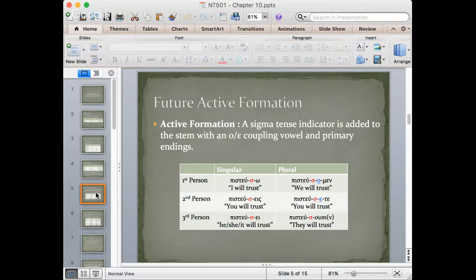So again, diagnosing verbs is going to be a little bit of forensic analysis. You're just going to have to dissect things and figure out what's what and look for clues as to what you're looking at.